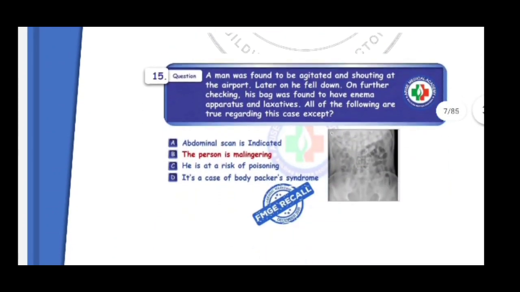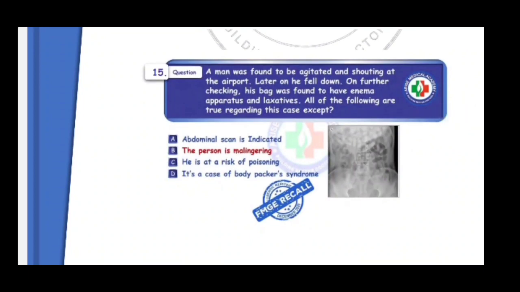Next one, a man was found to be agitated and shouting at the airport. Later on he fell down. On further checking, his bag was found to have enema apparatus and laxatives. All of the following are true regarding this case except: abdominal scan is indicated, the person is malingering, he is at high risk of poisoning, it is a case of Body Packer syndrome. So here, except the person is malingering.